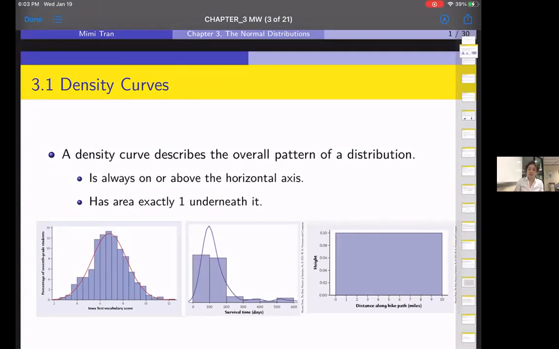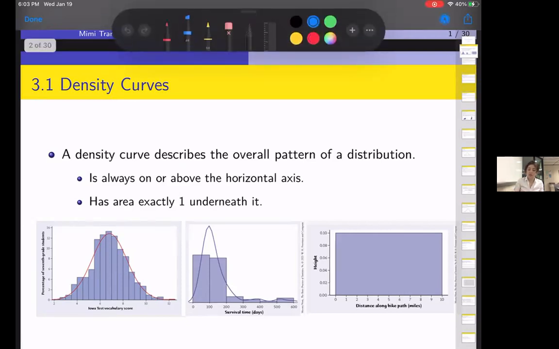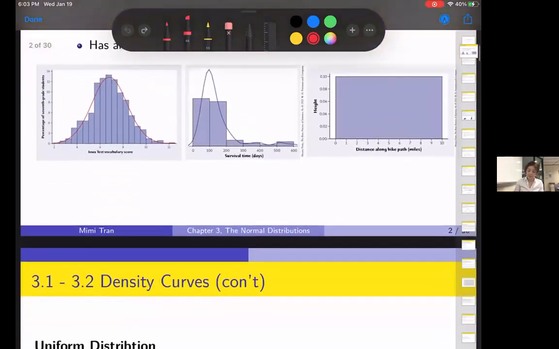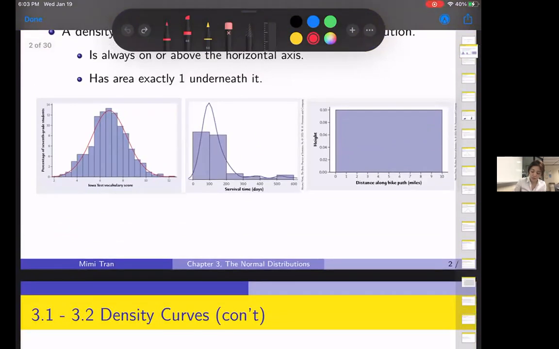Density curves have two characteristics. It is always on or above the horizontal axis, always above the x-axis, and it has an area under the curve of exactly 1. So when you draw a curve, the area under the curve is 100%, everything under the curve. Remember that. So here is a histogram.